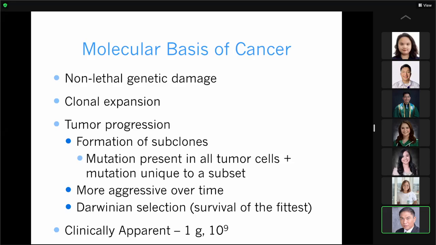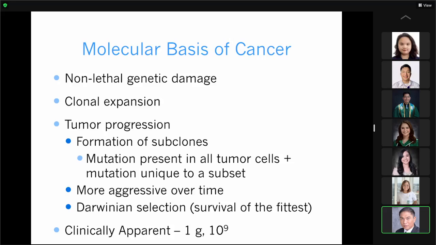So a solid tumor that is clinically apparent, palpable, contains cells that have many mutations. Hindi lang isa. But there will be one mutation that is common to all of the cells in the tissue, and that is the original mutation.